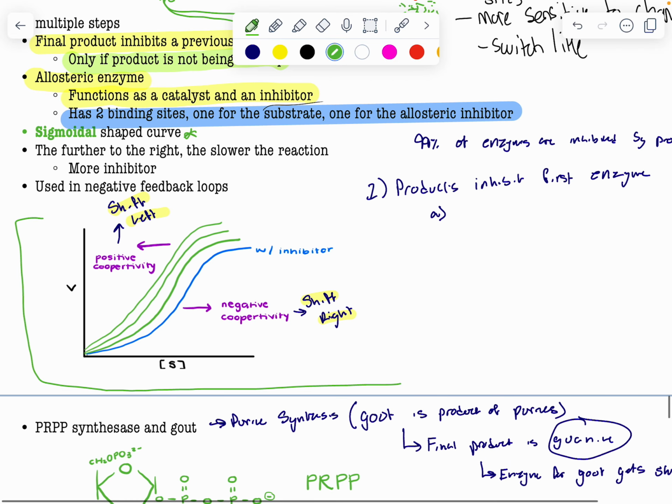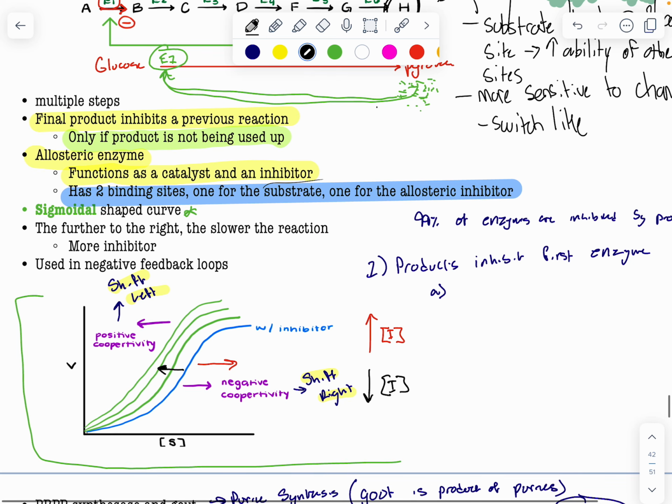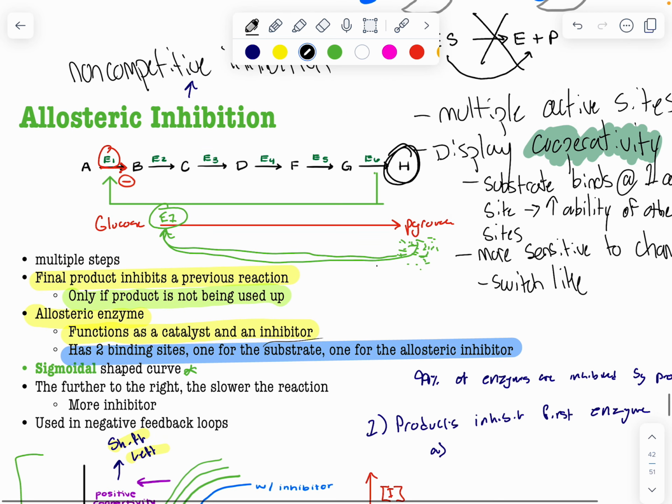And lastly, what we need to know is that the more inhibitor we have, our sigmoid curve is going to shift to the right, and our reaction velocity is going to slow down. But as soon as our inhibitor levels drop, our curve is going to start shifting back to the left because our reaction velocity can start speeding up a lot quicker, and we can get these reactions going off. Further to the right slows the reaction. It uses negative feedback loops, which is basically just product coming back and saying, hey, we have too much, shut off that enzyme.